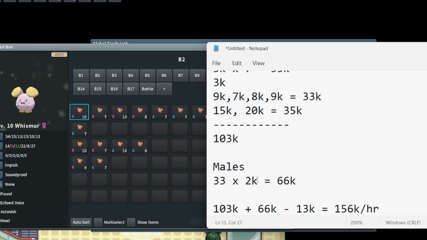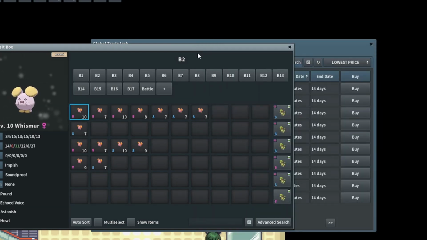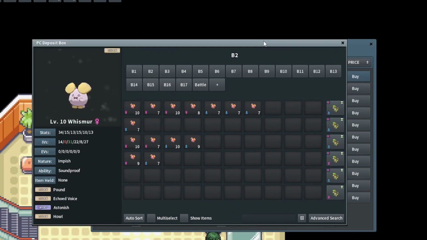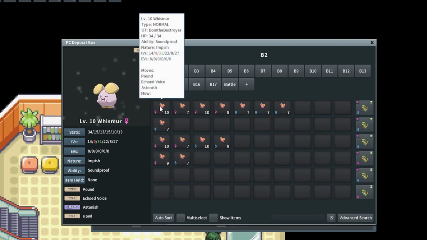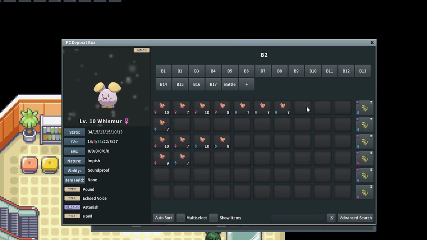And then the males, of course, are 66k. When we add these up and subtract the 13,000 I spent on Pokeballs, because it only takes one Pokeball to catch each one of them, we're making 156,000 per hour. So not horrible, but not great, of course. I don't think I really got that lucky in this hour because I didn't get any 2x31 Whismurs. I did get more males, which is nice, but no 2x31s, which I would expect to get at least one of.